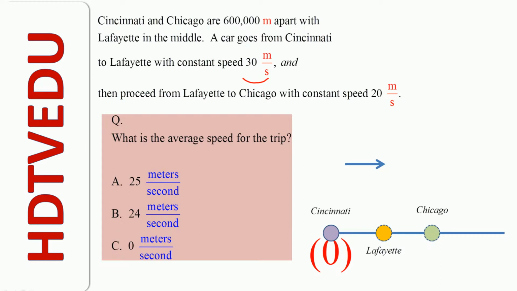Cincinnati and Chicago are 600,000 meters apart, with Lafayette in the middle. A car goes from Cincinnati to Lafayette with constant speed 30 meters per second. And then we proceed from Lafayette to Chicago with constant speed 20 meters per second. What is the average speed for the trip?